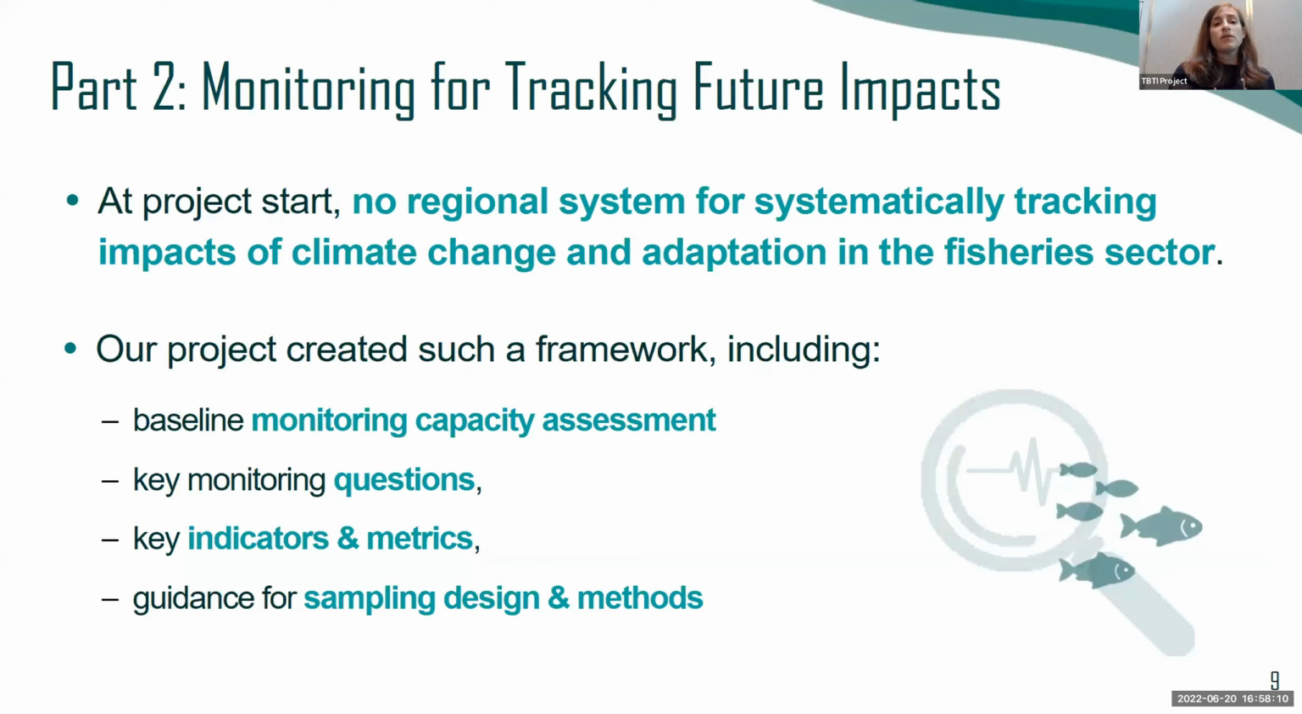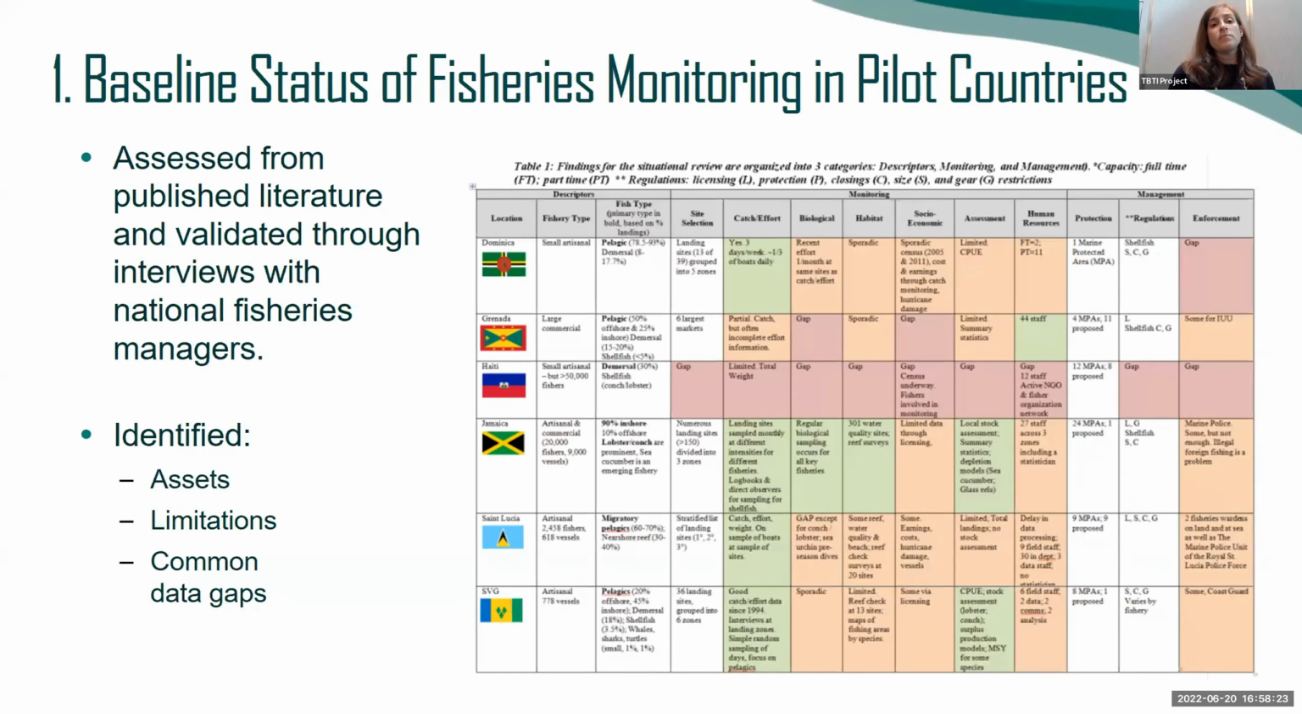So despite the importance of monitoring, at the start of this project, there was no regional system in place for tracking the impacts of climate change in the fisheries sector. And part two of this project aimed to fill that gap, and I'll walk you through our approach. We started out with a baseline status assessment of monitoring in six pilot countries that this project focused on in the Central and Eastern Caribbean, to understand what the baseline of monitoring was that we could build upon. In general, these countries do have effective catch and effort monitoring systems in place, but often have gaps in biological data, socioeconomic data, and habitat information, generally due to a lack of capacity.